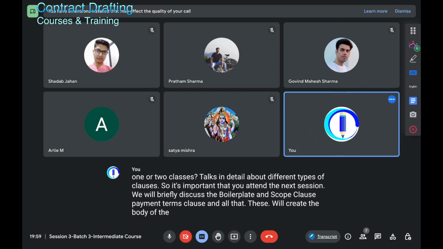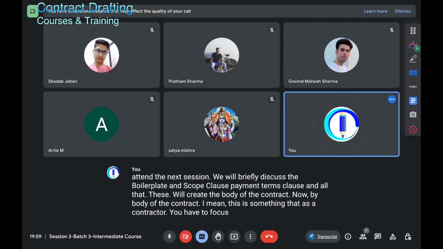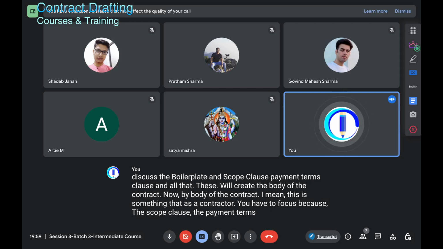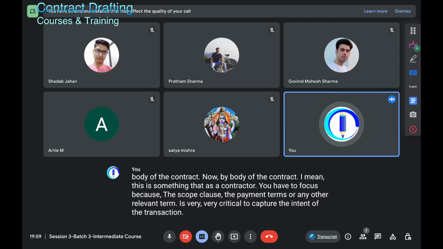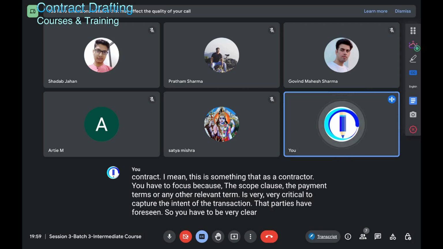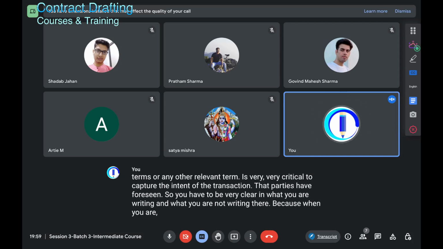Now, by body of the contract, I mean this is something that as a contract drafter you have to focus on, because the scope clause, the payment terms, or any other relevant term is very, very critical to capture the intent of the transaction that parties have foreseen. So you have to be very clear in what you are writing and what you are not writing there. Because when you are including something or excluding something, there has to be a justification for that.